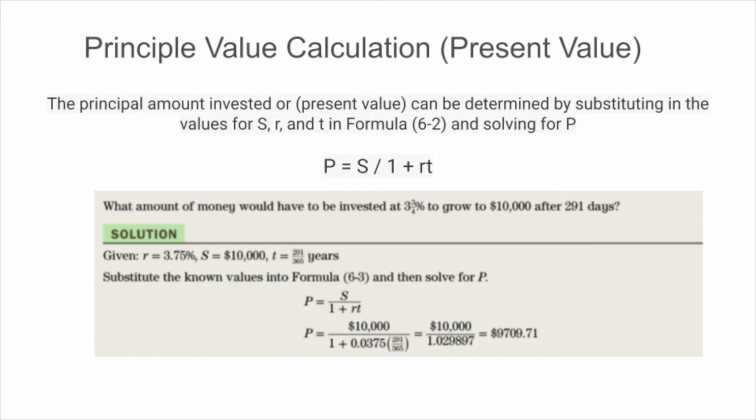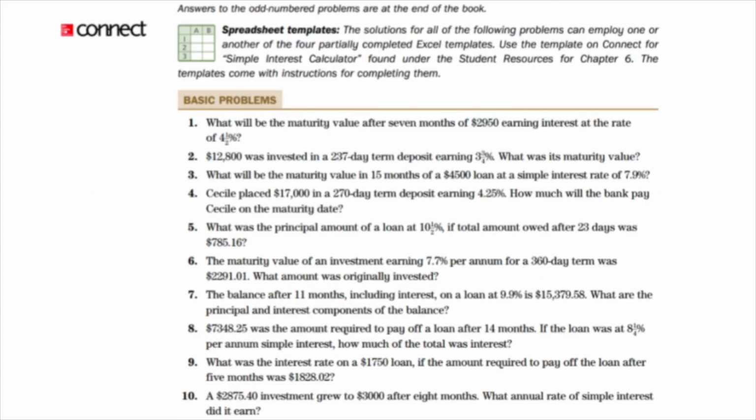So the present value is simply S divided by 1 plus rt. You can employ the same formula for both, just what are you figuring out for, S, the future value, or P, the present value? There are lots of examples of these in the textbook in order to calculate these, and I have the list right here in front of you.